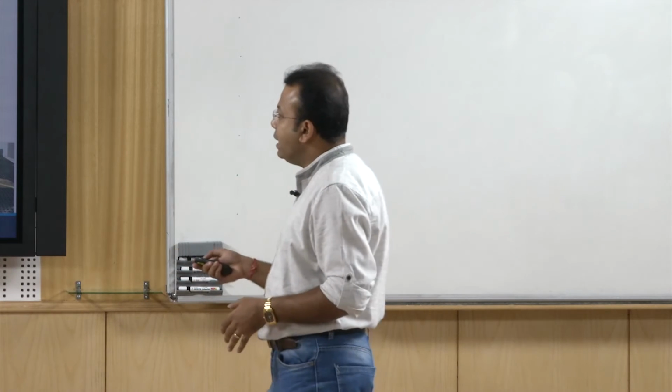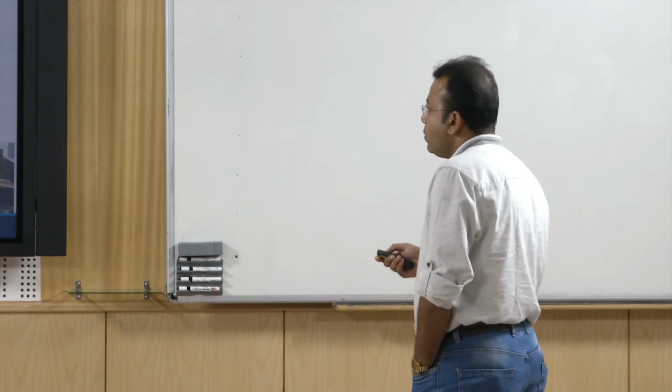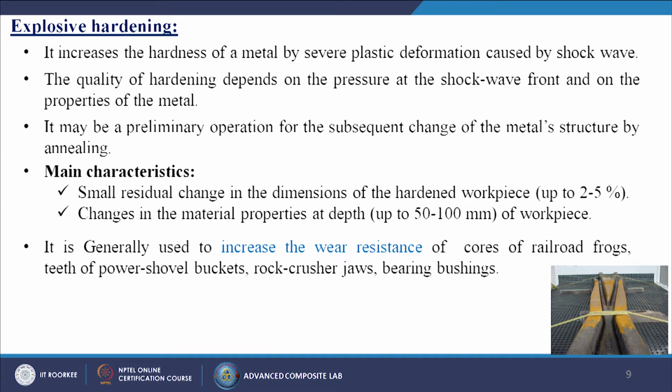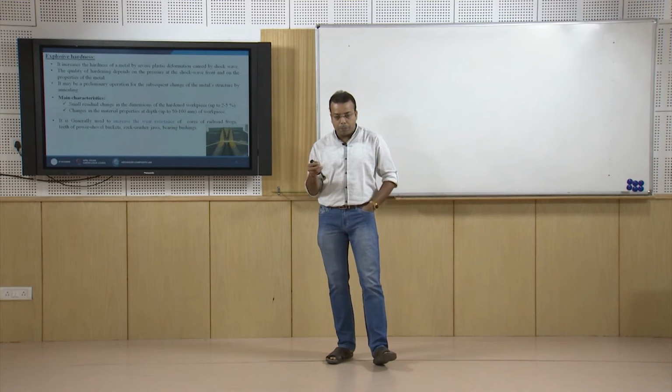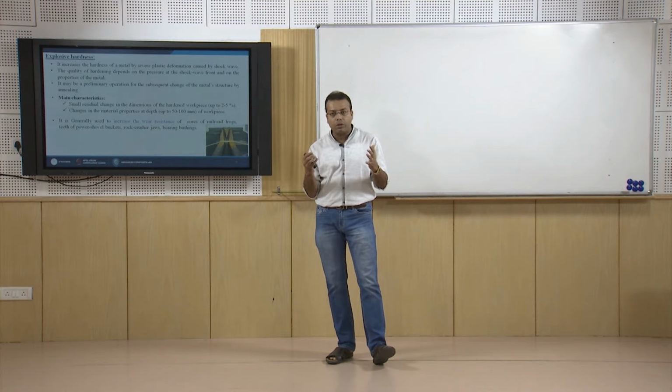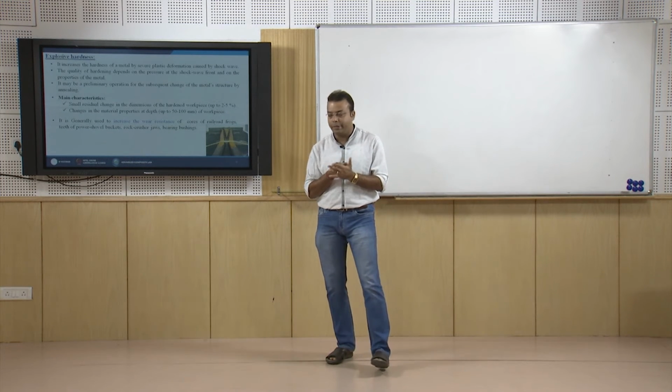Then it increases the hardness of a metal by severe plastic deformation caused by a shock wave. The quality of hardening depends on the pressure at the shock wave front and on the properties of the metal. It may be a preliminary operation for the subsequent change of the metal structure by annealing. So, the thing is that here we are simply applying explosives for making a shock onto your metal surface.